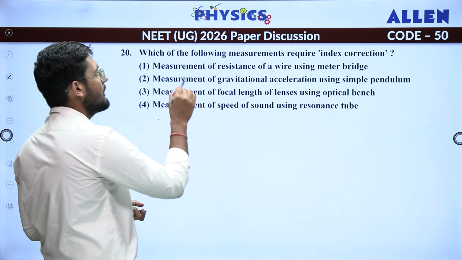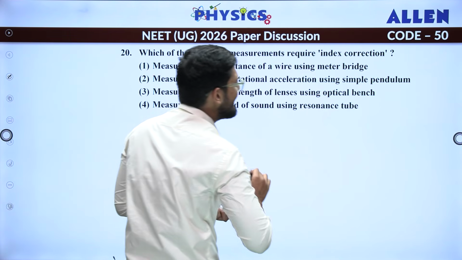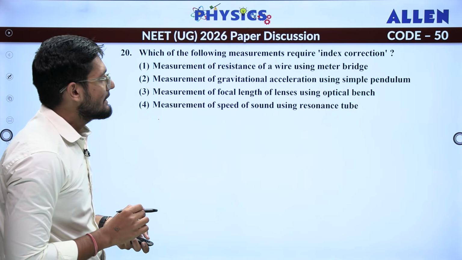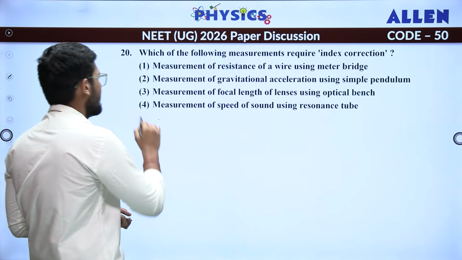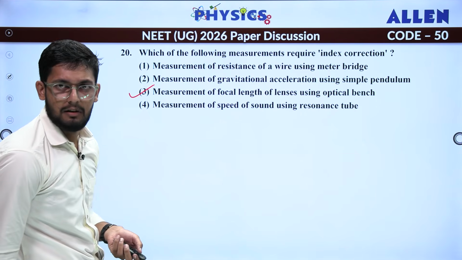Next, which of the following measurements require index correction? Index correction comes directly from the experiment of finding out the focal length. So the answer of this will be the third option, right?